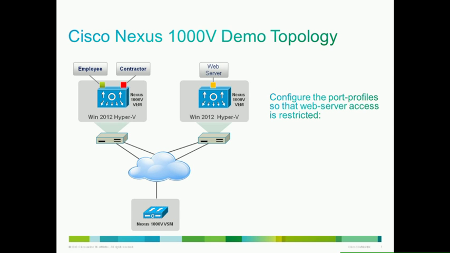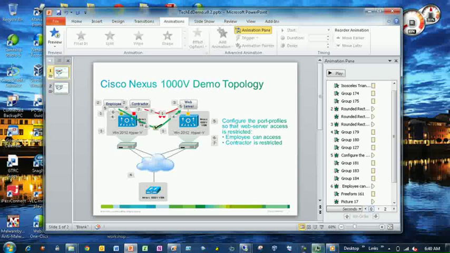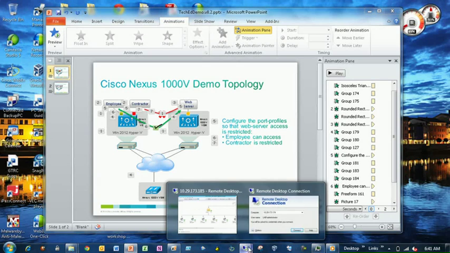The idea is that we will configure port profiles or network policies on each of these VMs in such a way that the employee VM can access the internal web server, but the contractor VM cannot. So that's a very, very simple demo. The idea is to showcase how easy it is, both for the server admin as well as the network admin, to control such a setup. So let's look at the server admin's point of view.